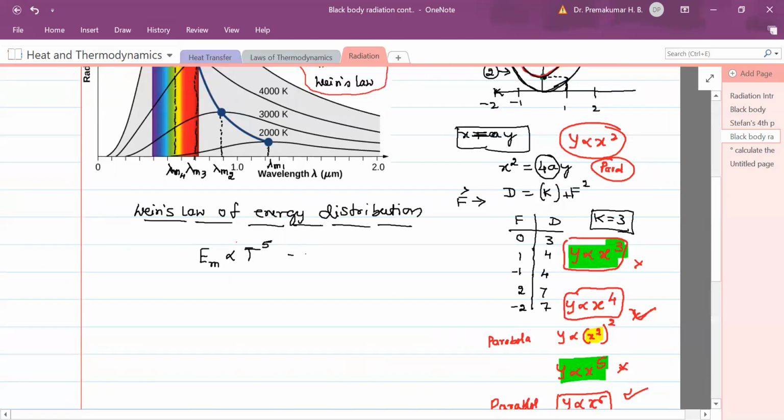And that's the equation, because equation 1 is already we know. What is that equation 1? Lambda m times T is equal to b. This you can call as equation 1, and this is Wien's law. So then, in case we equate these two, maybe proportional. This one you can write: Em is equal to T to the power of 5 times some constant. You call it as equation number 2.